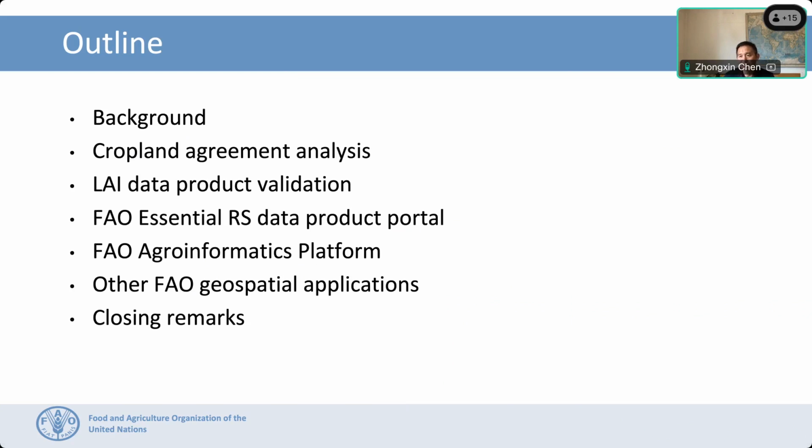A little bit technical. And then I will introduce two platforms. One is the FEO Essential Remote Sensing Data Product Portal, and another one is a big data platform called the FEO Agro-informatics platform. And then there are a lot of materials on other geospatial applications in FEO. Then some words to close the speech.